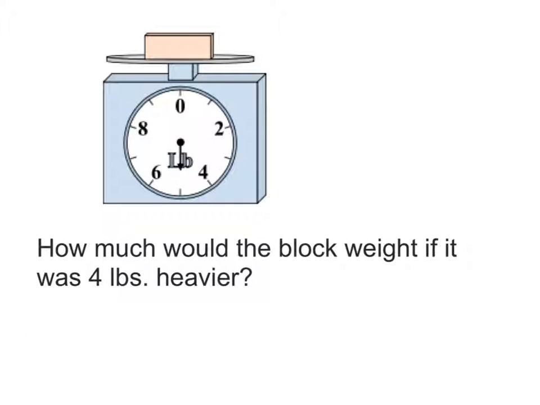Here's the third type of problem that we're going to see on the quiz. How much would the block weigh if it was 4 pounds heavier? Heavier means that it's gaining weight. If it's gaining, that means we're going to be adding. So we look at the scale. We can see that the line is down. It's pointing at that 5. So we're going to start with that beginning weight of 5 pounds.